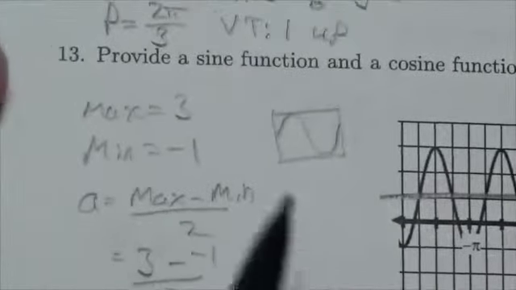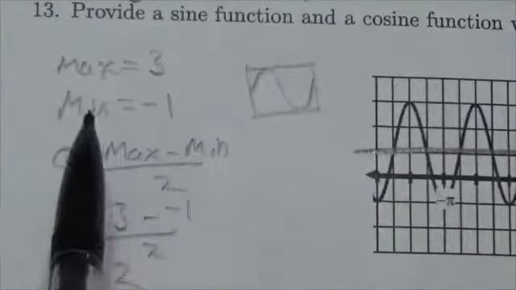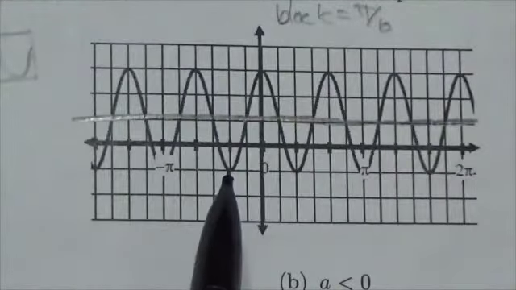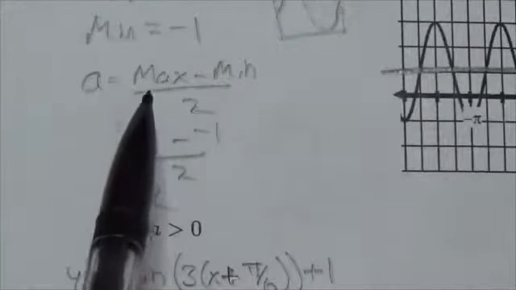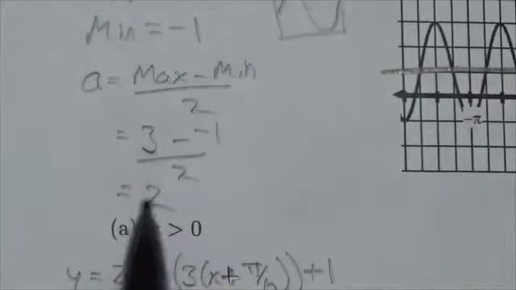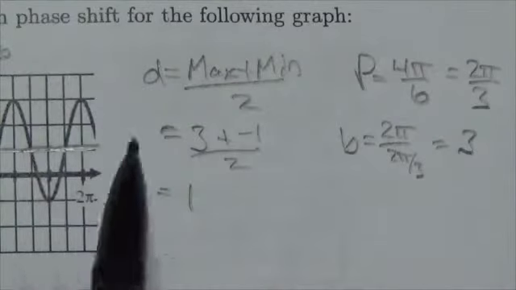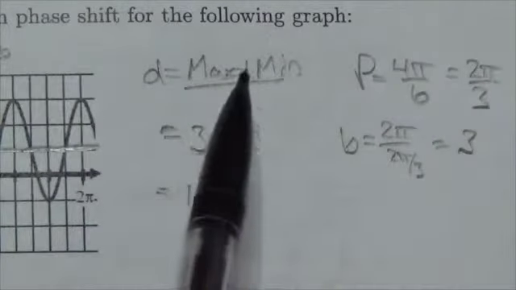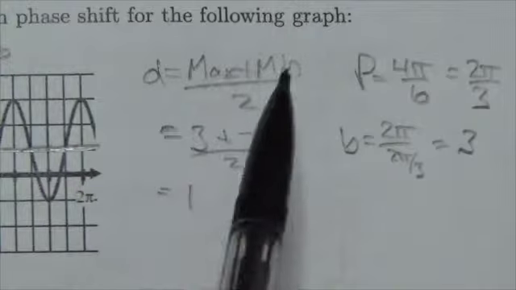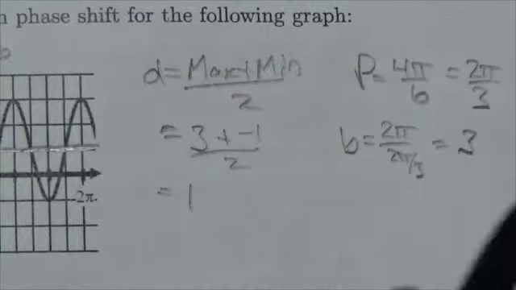Now, to get that, what we did first of all, and this was from the previous question, we identified the maximum value of the graph to be 3, and we identified the minimum value of the graph to be -1. That allows us to do a quick calculation, max minus min divided by 2, that's to get a. That gives us an a value of 2. The value of d, which is the vertical middle of that graph, is going to be the max value plus the min divided by 2. It's an average. So 3 plus -1 divided by 2, 1.